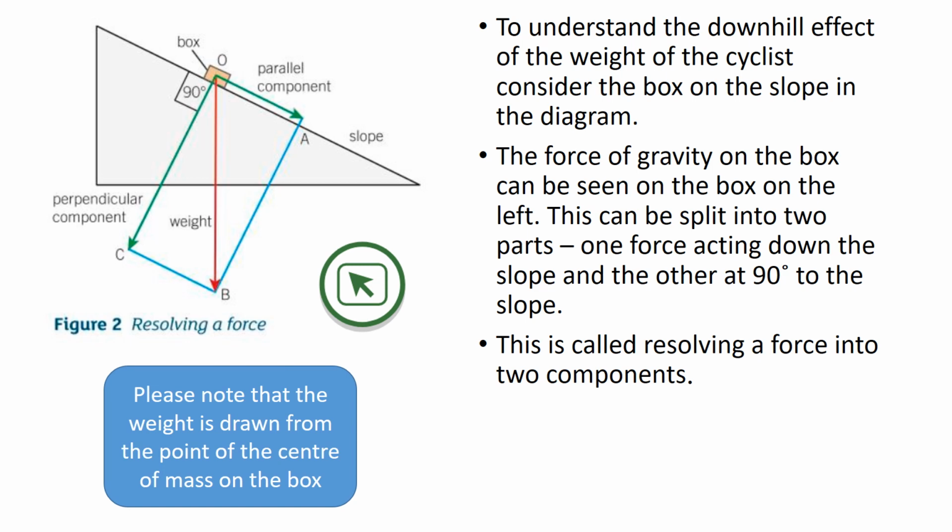And after lockdown, we're probably all going to be a bit box-shaped anyway. So, the force of gravity on the box can be seen on the left. Now, gravity, remember, acts perpendicular to the Earth's crust. So, it's my red line, okay, acting down from the box, which is 0 to B. It can be split into 2 parts. We've got weight and we've got perpendicular component. So what we then do is make a parallelogram.